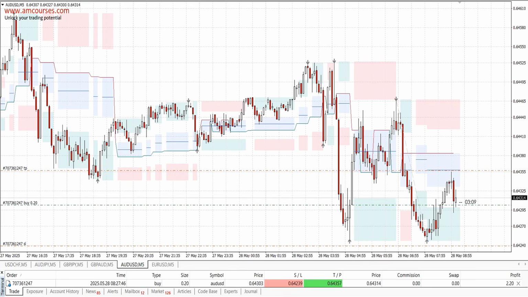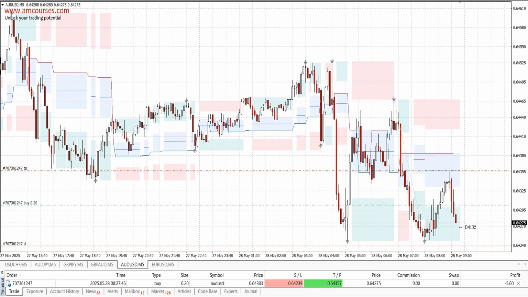As of now, the trade is active, and price is slowly moving in the right direction. We're not rushing, just letting the strategy do its job.